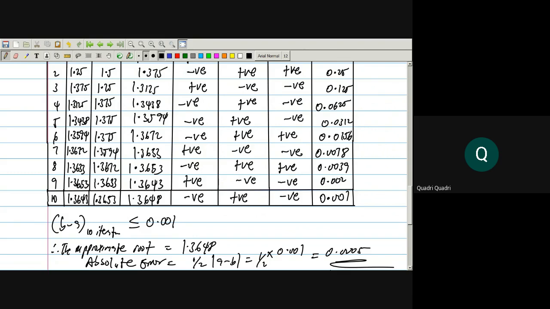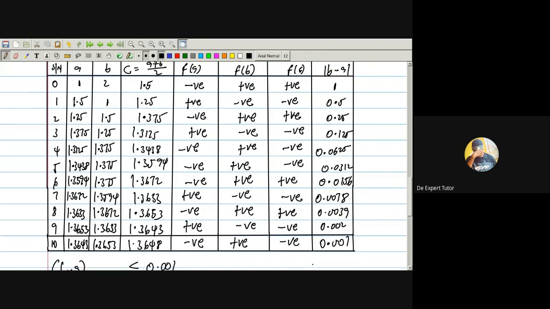The answer is 0.0005. Exactly. So that's my answer. Then you stop there. So that is it. So that you can see bisection and the convergence is slow.